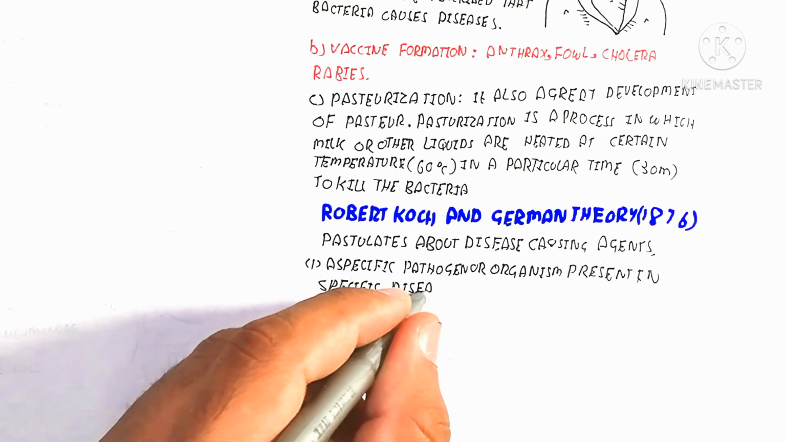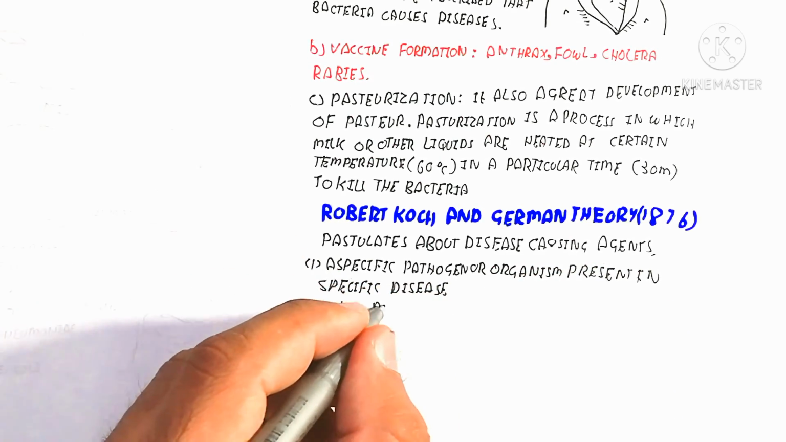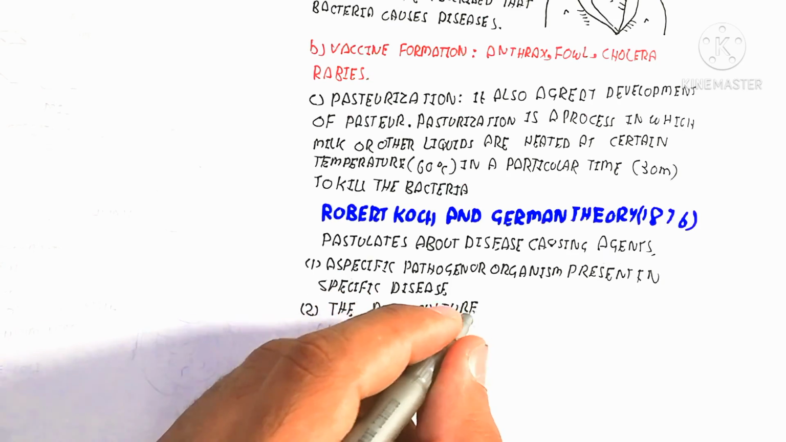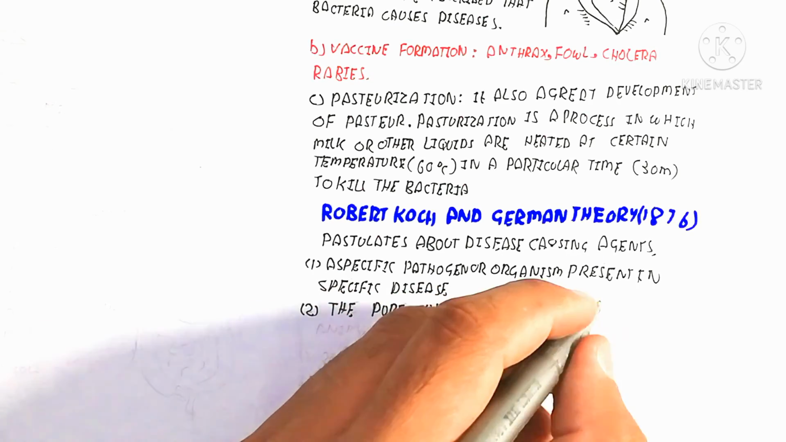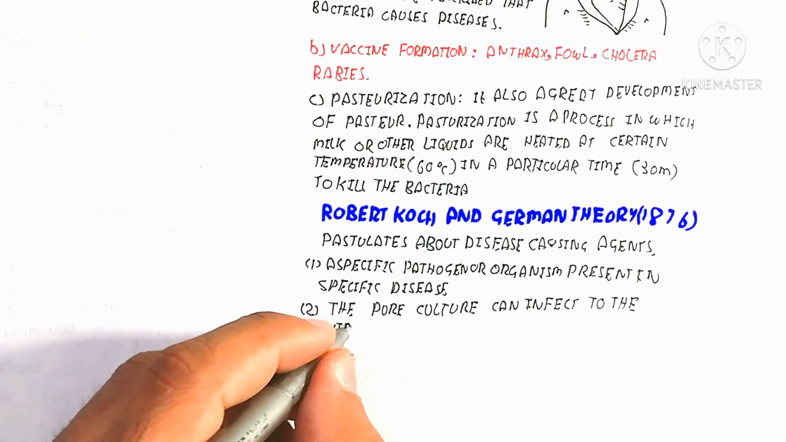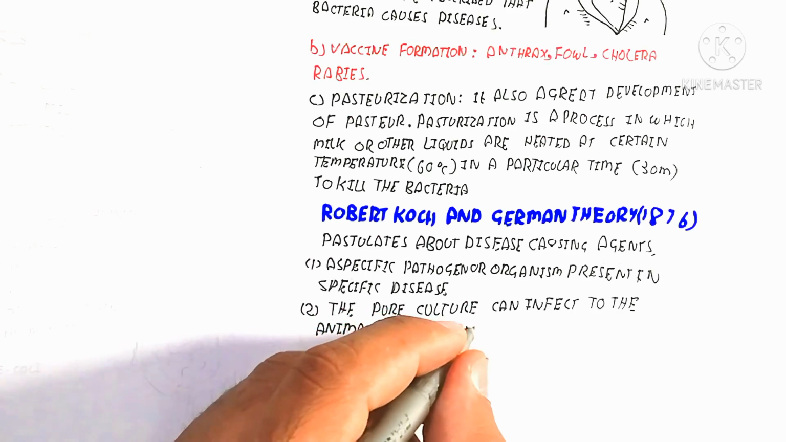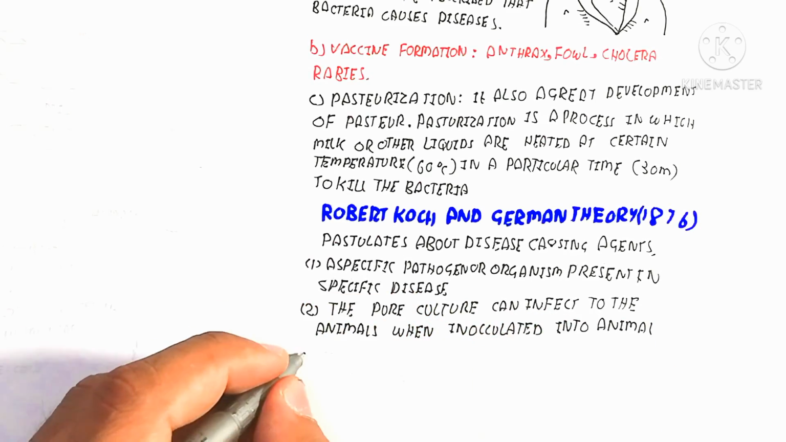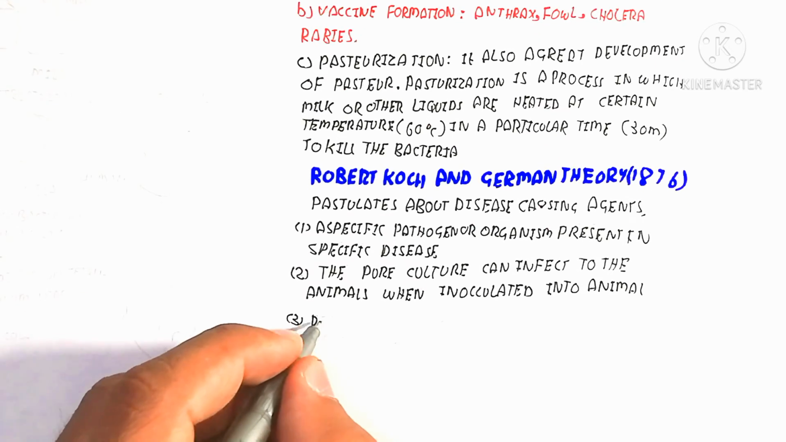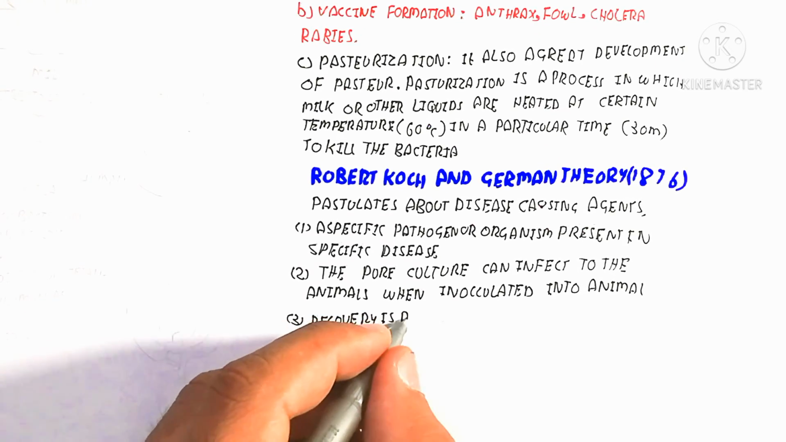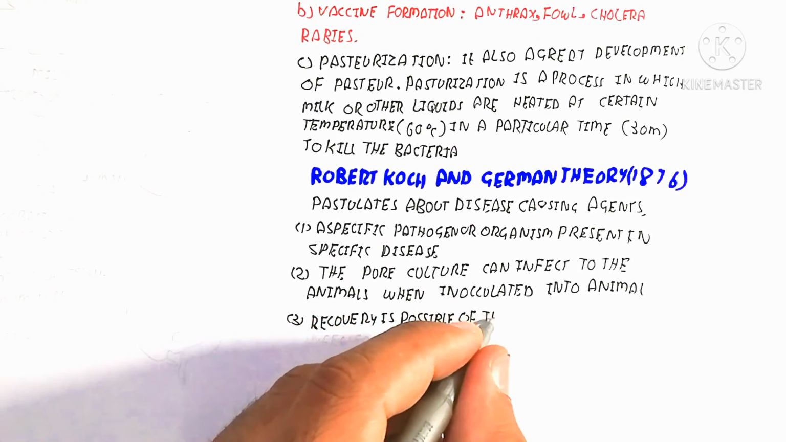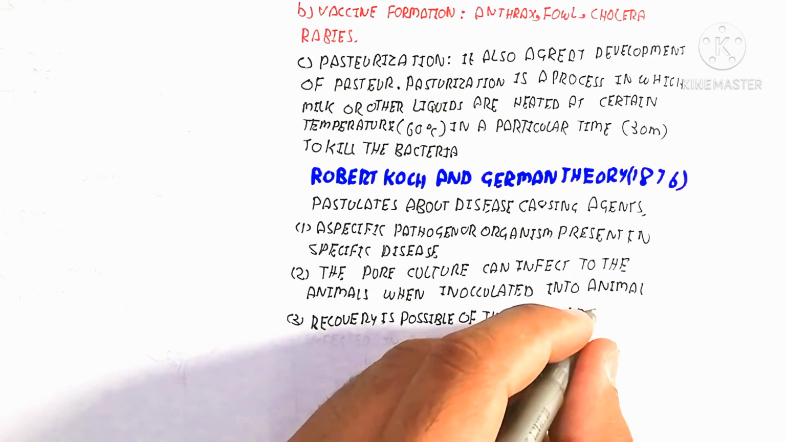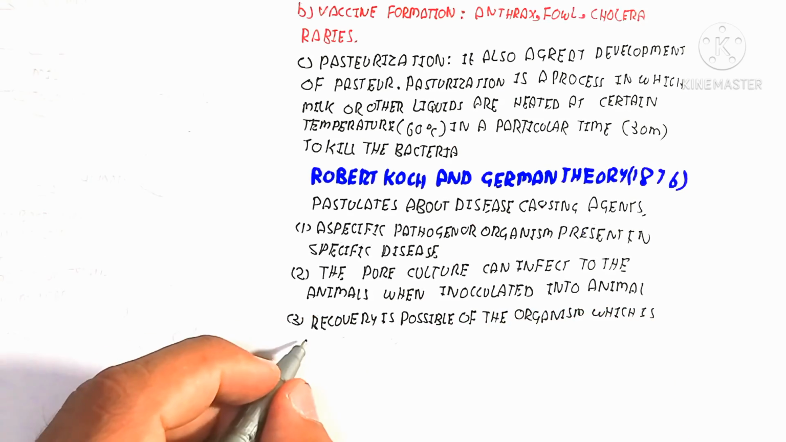It is important to know about Robert Koch and the German theory of 1876, which provides postulates about the disease-causing agent. Number one, a specific pathogen or organism is present in a specific disease. Second, a pure culture can infect an animal when inoculated into the animal.